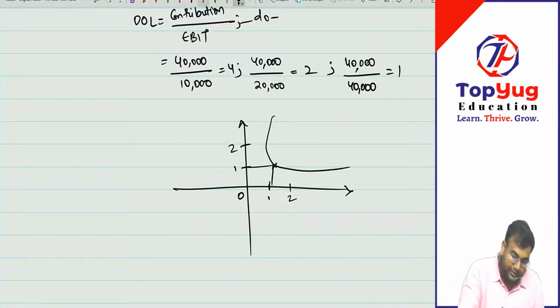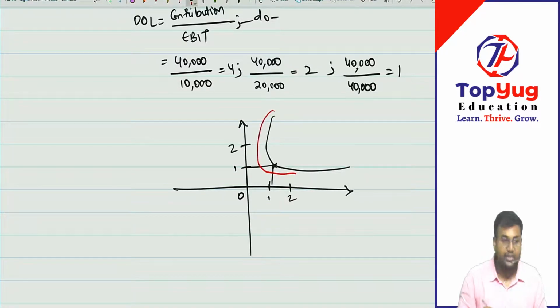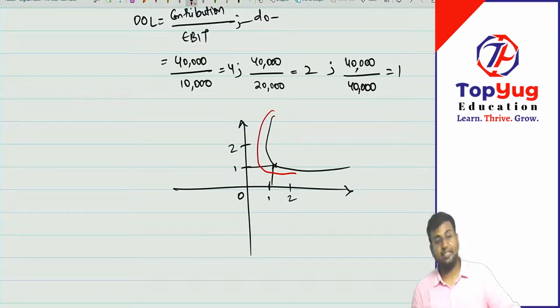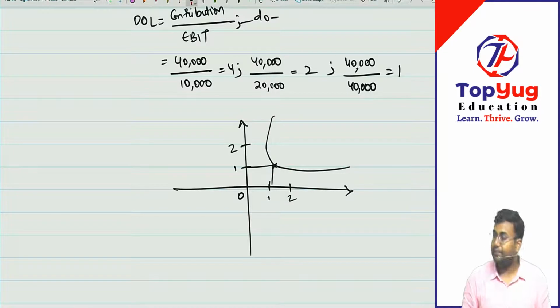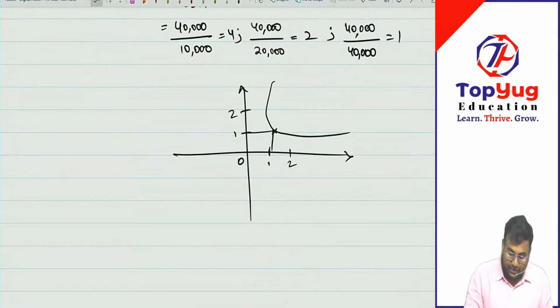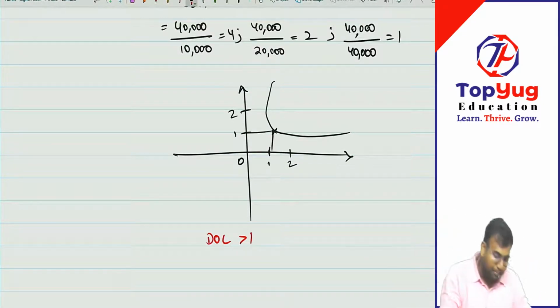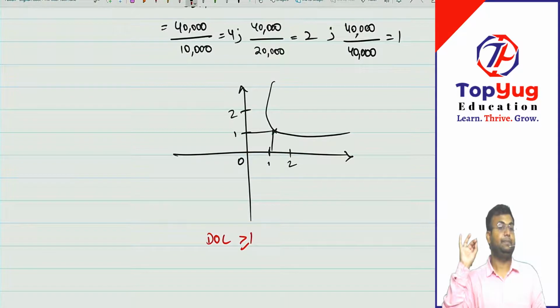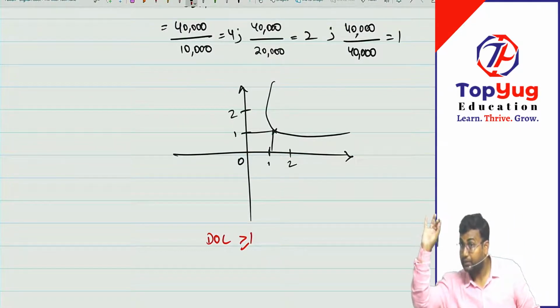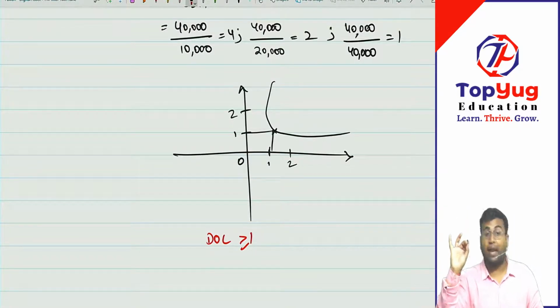Can it go beyond this? Can it hit the origin? Guys, I'm asking, can it hit the origin? No. So can I say DOL would be greater than or equal to 1? Theoretically only equal, practically I don't think so.